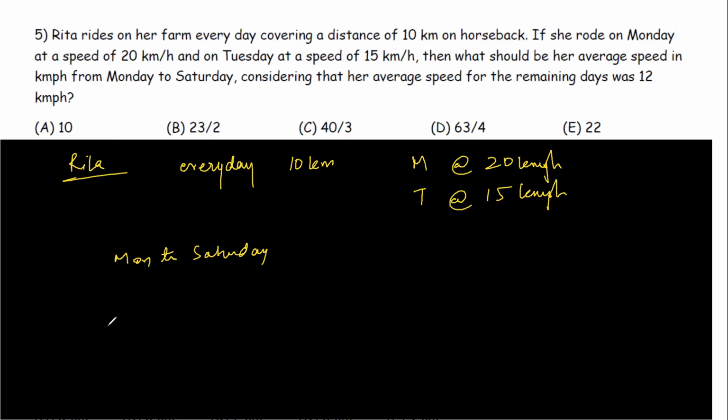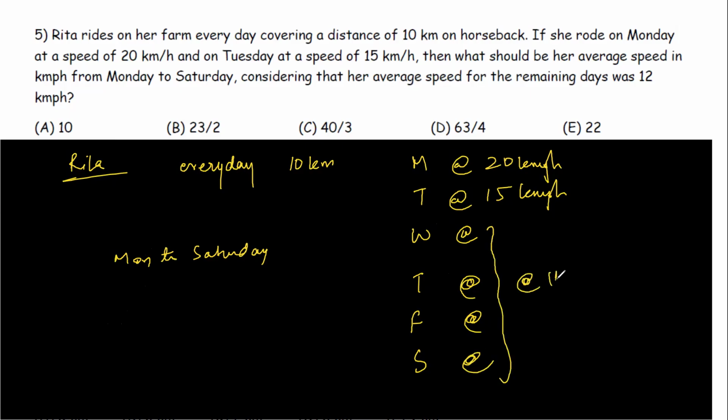Considering that her average speed for the remaining days was 12 kilometers per hour. So remaining days is Wednesday, Thursday, Friday, Saturday. Individually we don't know, but average is 12 kilometers per hour. So I'll directly go to the solution first to make it right, and then I'll explain the kind of incorrect solution that you could be going for.